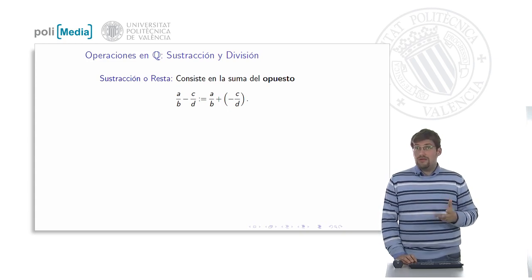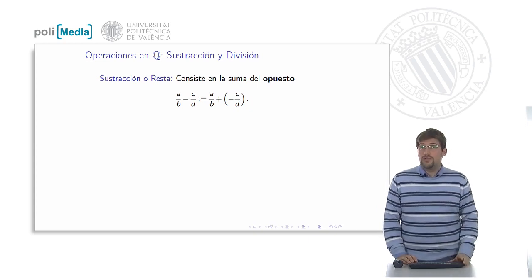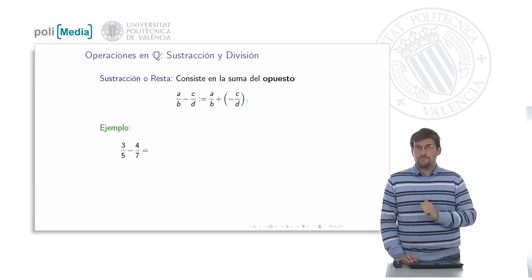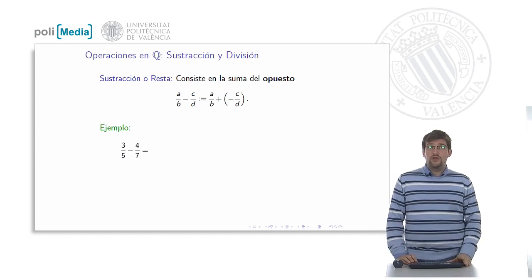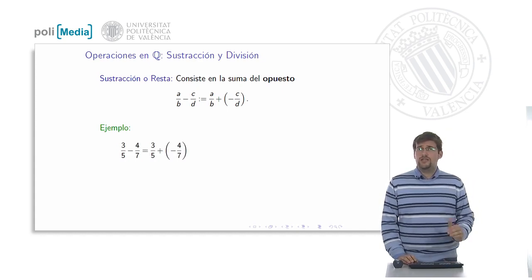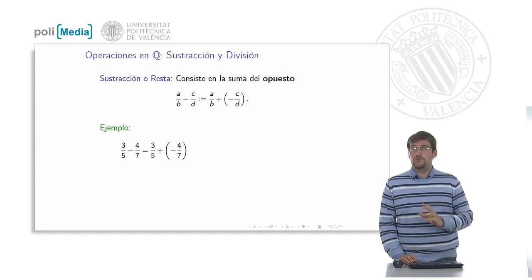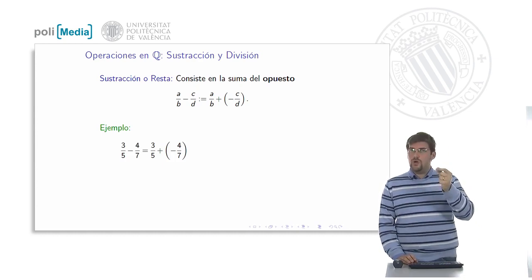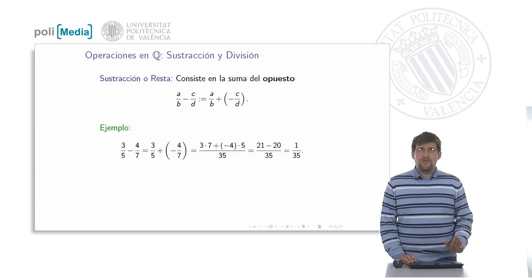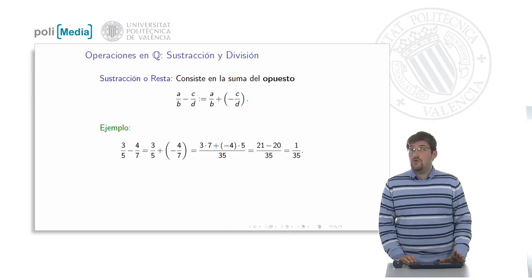In a fairly natural way, subtraction is defined through addition as the additive inverse. So the fraction a divided by b minus c divided by d is actually equivalent to adding the first fraction to the additive inverse of the second. In an example, we have 3 divided by 5 minus 4 divided by 7, and the operation essentially consists of adding 3 divided by 5 to the additive inverse of 4 divided by 7. In practice, we consider the minus 4 as the numerator and the 7 as the denominator. Here is the operation, which simplifies to 1 divided by 35.